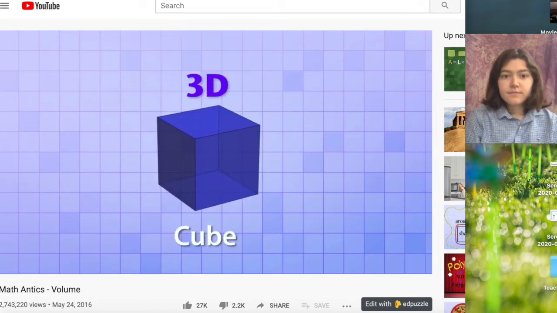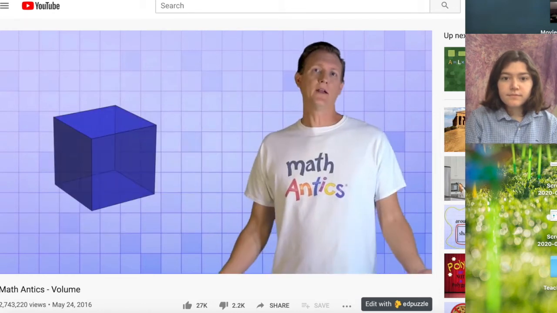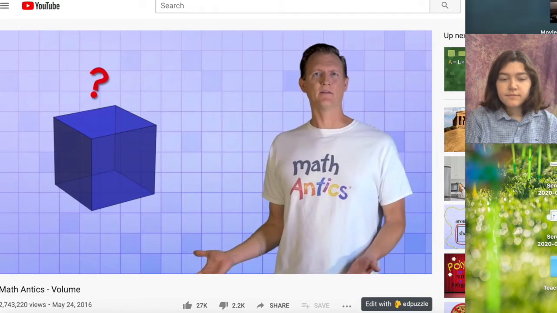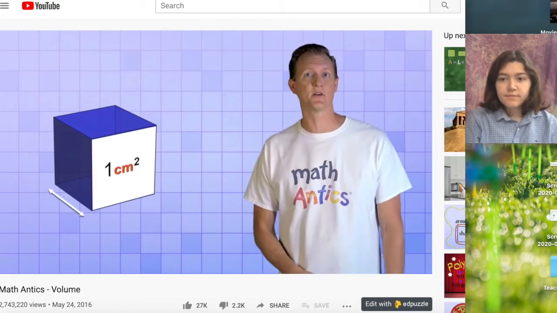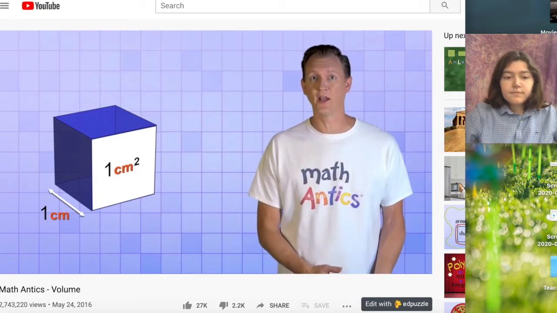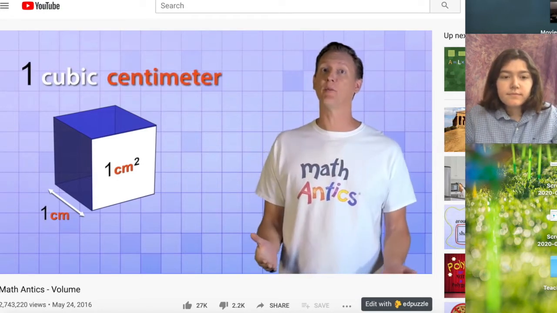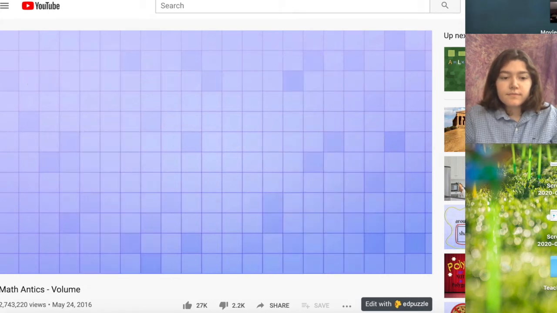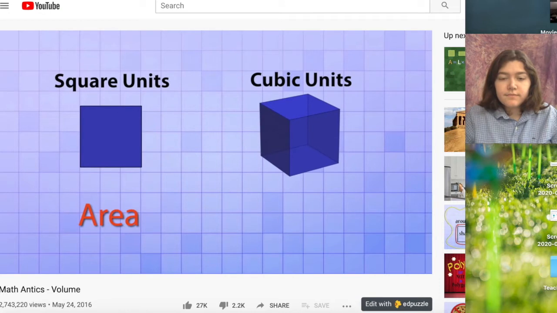And to measure a three-dimensional object like this, we use a three-dimensional quantity called volume. Volume tells us how much three-dimensional space, or 3D space, an object occupies. Alright, but how much volume does this cube have? Well, since it was made by extending 1 square centimeter a distance of 1 centimeter in the third dimension, we say that its volume is exactly 1 cubic centimeter, which is a common unit for measuring volume. So square units are used to measure area, and cubic units are used to measure volume.